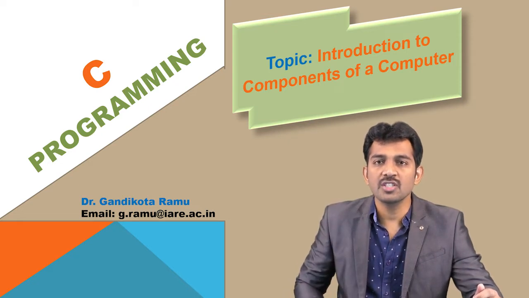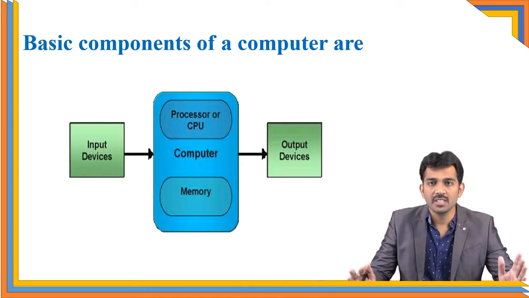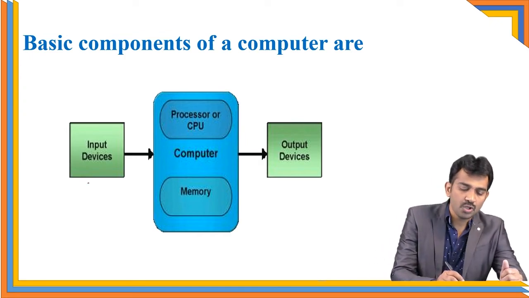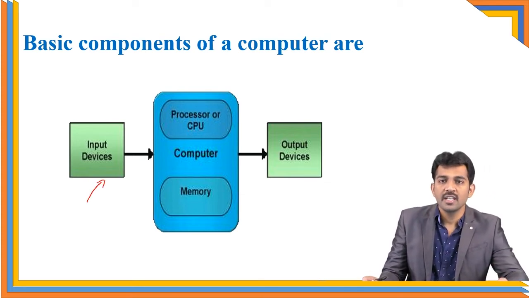First, if you observe the structure of the computer, every computer system contains input devices and output devices. In the middle it is a processing unit, the CPU, central processing unit. It is a combination of processor and memory, right? Input devices are used to give the input to the system, and output devices are used to display the output.